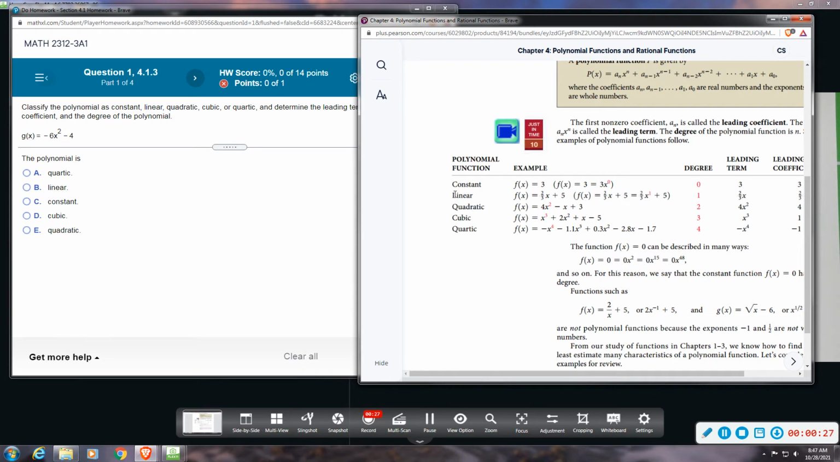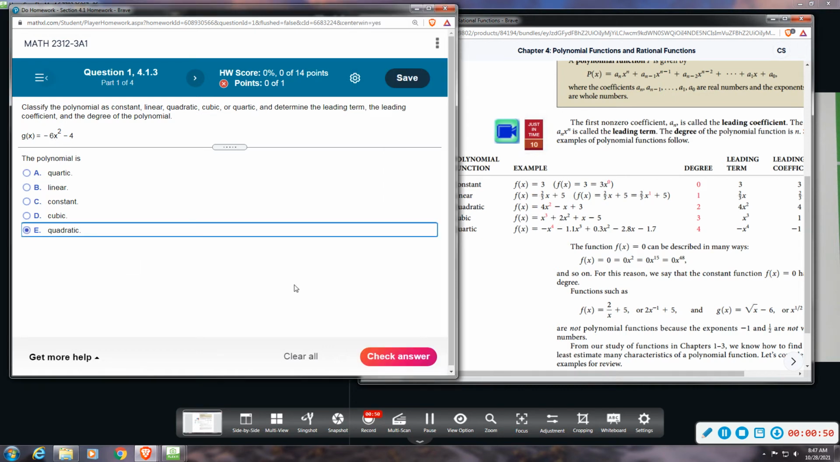So you've got constant, linear, quadratic, cubic for 3, quartic for 4, and then after that, anything above 4 is just going to be called by the name of the number. So it'd be like a 5th degree or 6th degree and so forth and so on. So the quadratic, okay, that's the one with the 2. So we want to label this one as quadratic.